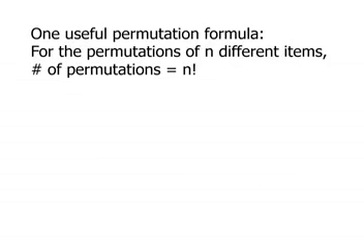One very useful formula, and this is one of the few that it's really worthwhile memorizing, is that if we have n different items and we're going to permute all n of them, put them in as many orders as possible, that's n factorial. That's a useful formula to know.